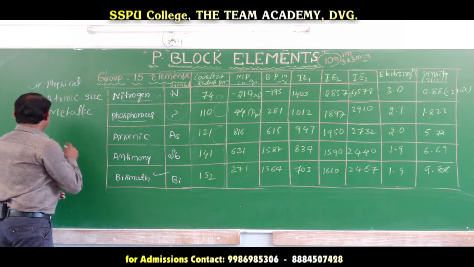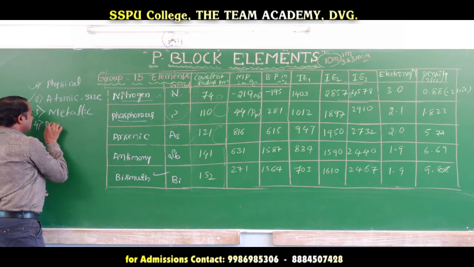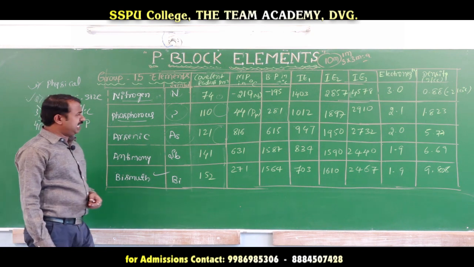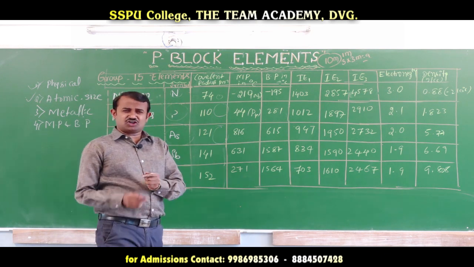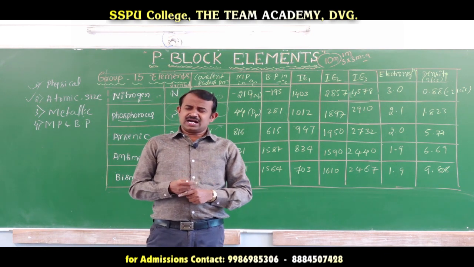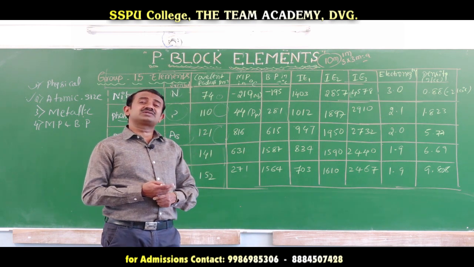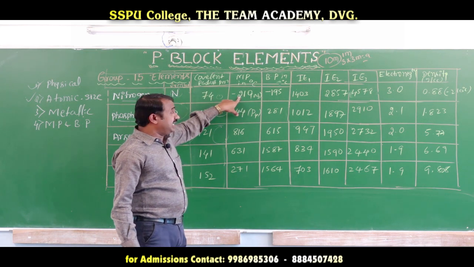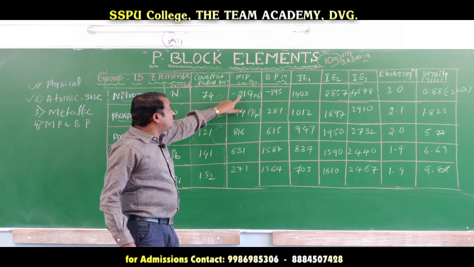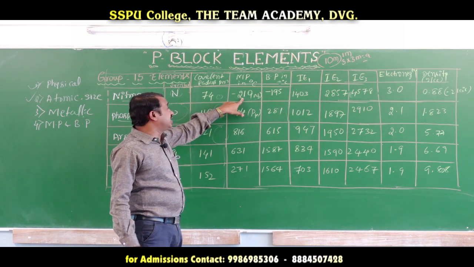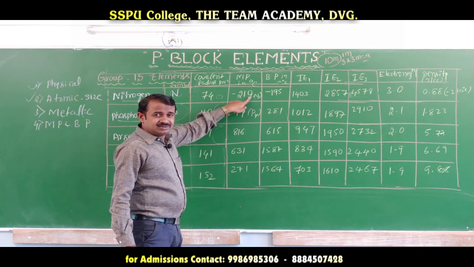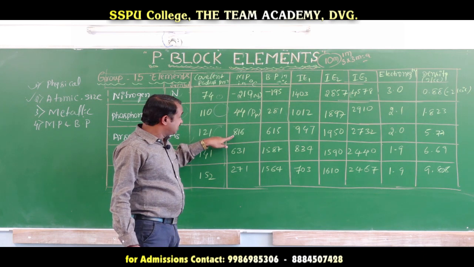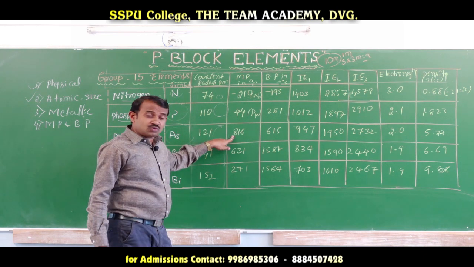Next we will go for melting point and boiling point. The melting point and boiling point of group 15 elements go downwards: if the atomic size increases, the melting point and boiling point also increase. Coming to the melting point, nitrogen melts at minus 210 degrees Celsius as a solid. Phosphorus has 44 degrees Celsius. Arsenic has 816.